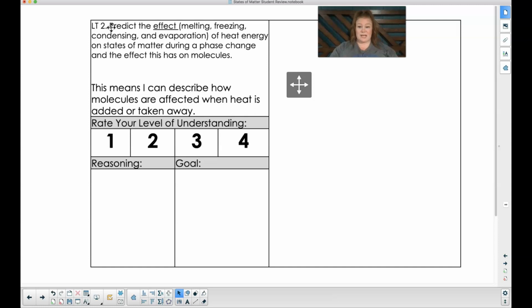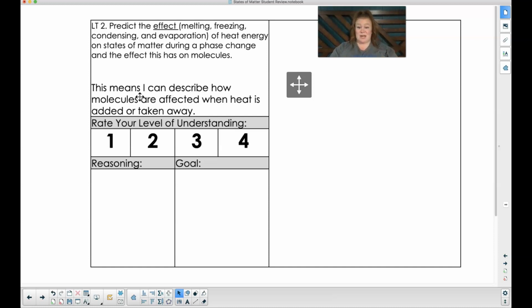All right, this question asks us to predict the effect. So will it melt, freeze, condense, or evaporate? So predict the effect of heat energy on states of matter during a phase change. So what's happening? What do you predict will happen as heat is added or taken away? And explain the effect this has on the molecules.